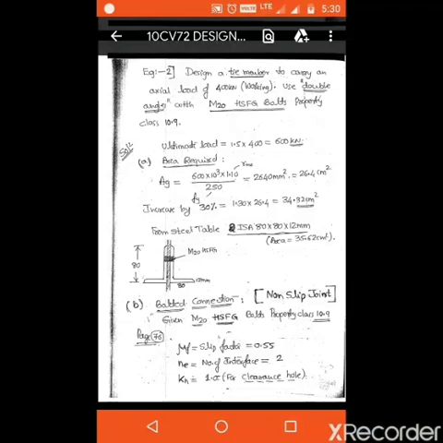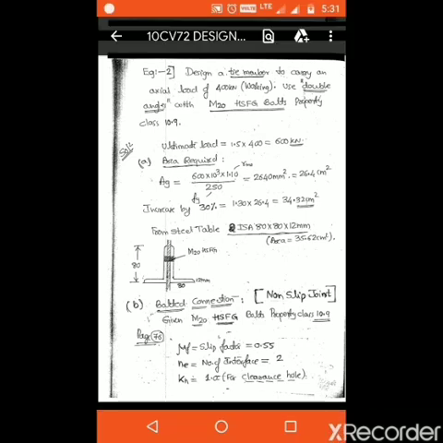Suppose if you are going to solve a design problem, there are minimum three requirements. One is the given values: force, type of section, and the type of connection, whether it is a bolted connection or welded connection. So in that, the first step is the load. The working load is 400 kilonewton.